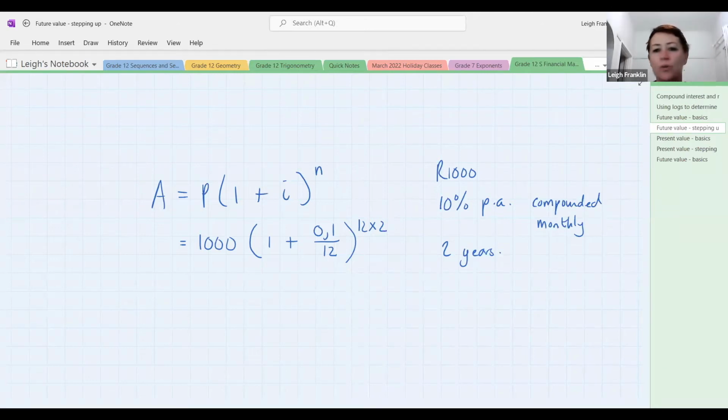12 times 2 is not the number of payments, is it? In this situation, N is not the number of payments. There's only been one payment, only one deposit of 1,000 Rand. N does not represent the number of payments in compound interest. It represents the number of times that the interest is compounded in the investment period. So in this case, the interest is compounded 24 times in 2 years, because it happens once a month.